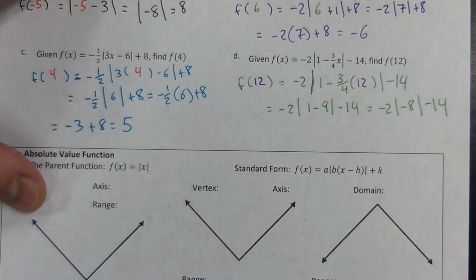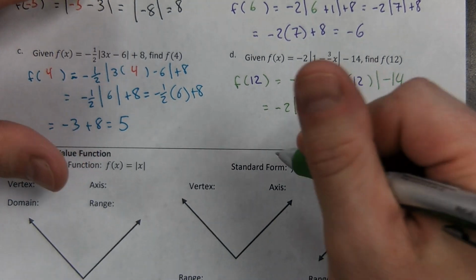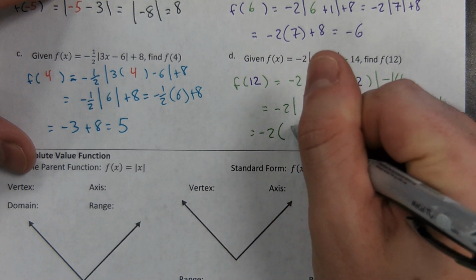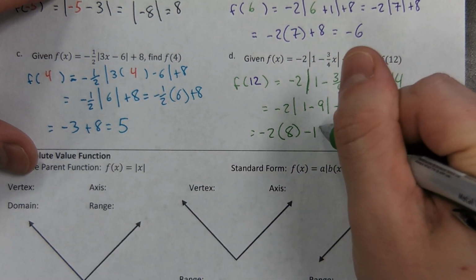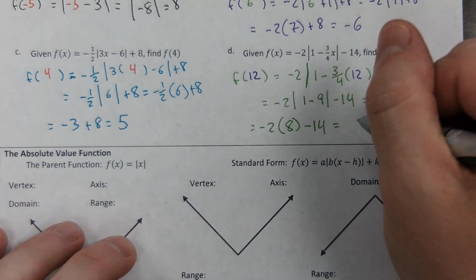My green pen's about to bite the dust. I'm running out of ink here. That gets me negative 2 times positive 8 minus 14. Negative 2 times 8 is negative 16. 16 and 14 get you 30, but they're both negative.